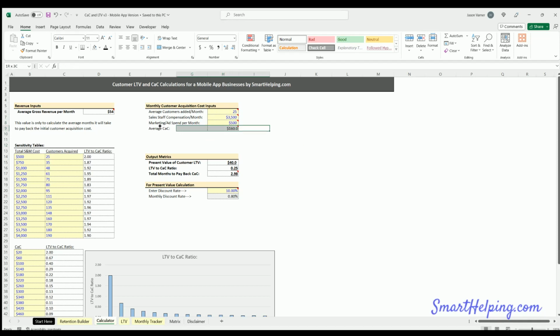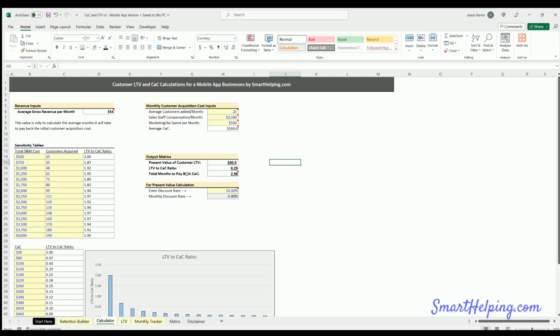What really matters is whatever the CAC ends up being, and then based on that, we can get the present value of a customer, the customer LTV, the LTV to CAC ratio, and the total months to pay back the customer acquisition cost. So this is saying it takes 3 months to pay back this cost of 160, and that's based on the average gross revenue per month here.